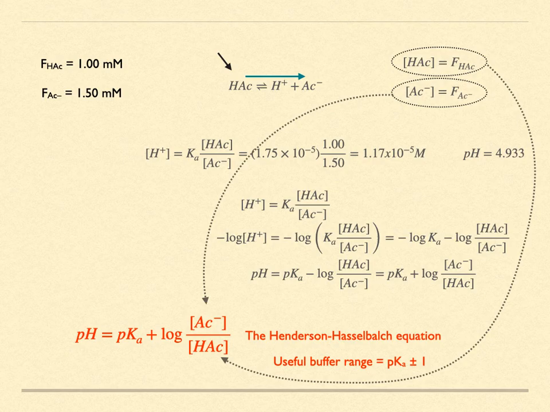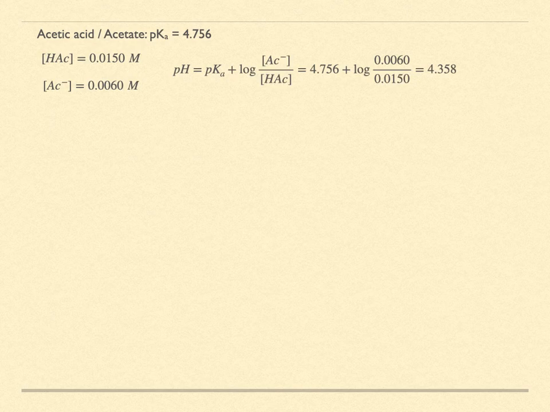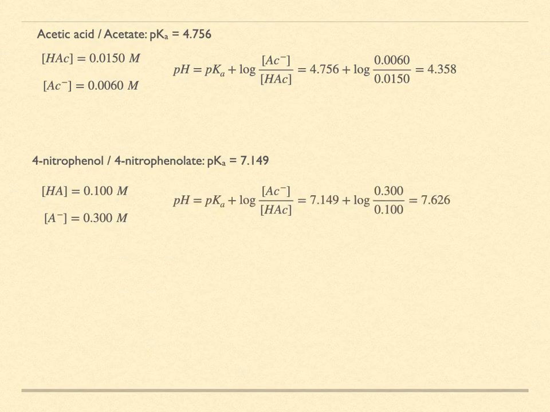A couple of examples. 0.015 molar in acetic acid and 0.006 molar in acetate. Plug it into the Henderson-Hasselbalch equation to get a pH of 4.358. There is more added acid, so we would expect a more acidic pH than the pKa. A different example. 4-nitrophenol has a pKa of 7.149. Make a buffer with 0.1 molar 4-nitrophenol and 0.3 molar of the sodium salt. Use Henderson-Hasselbalch to get a pH of 7.626. So the Henderson-Hasselbalch equation is the tool that will let us determine the parameters of a desired buffer.